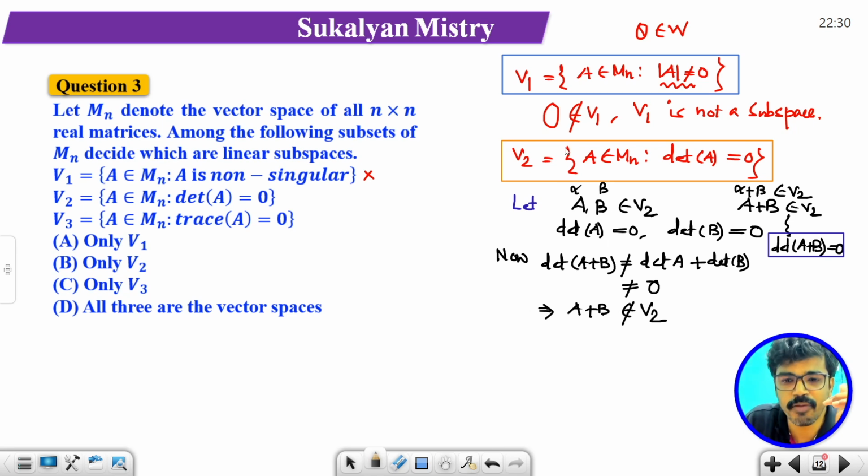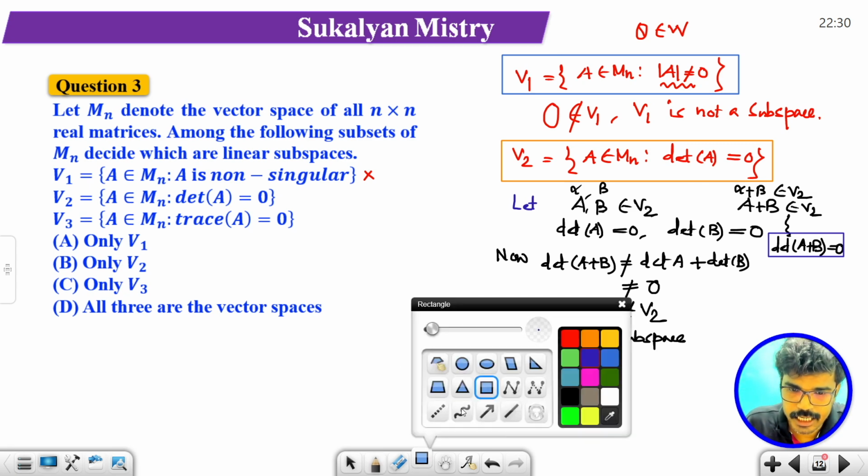So we consider two elements from the non-empty set v2. We can see the closure property does not hold: alpha, beta belonging to v2 does not imply that alpha plus beta belongs to v2. What we prove here is that A, B belonging to v2 does not imply that A plus B belongs to v2. So v2 is not a subspace. I think that is clear, right?